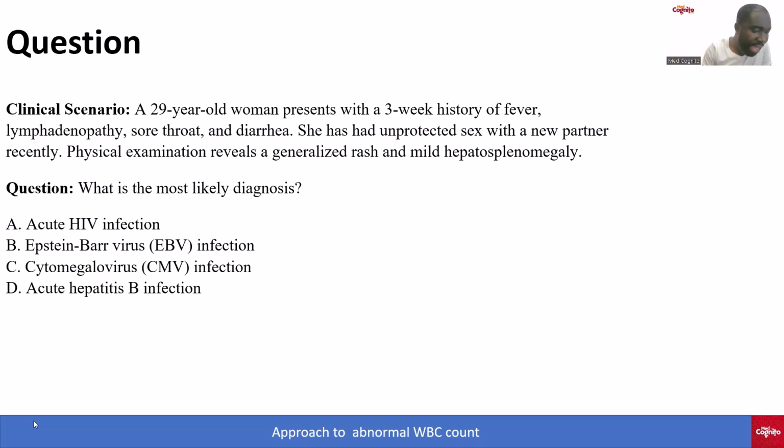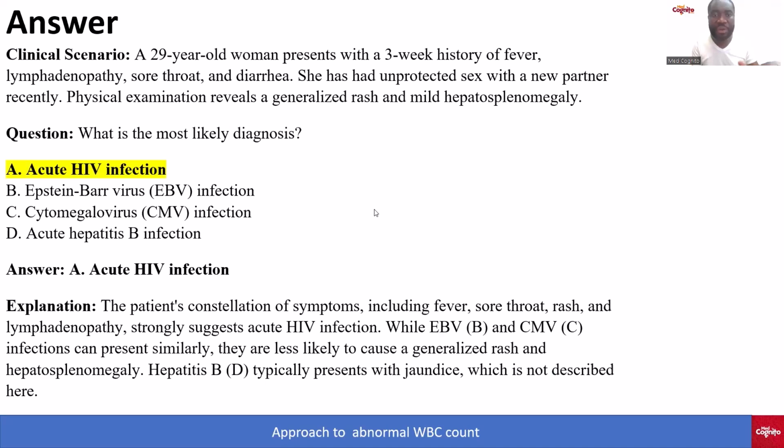Dr. Mana Ekweme says he'll go for A, acute HIV infection. Dr. Freddy also says he'll go for A, acute HIV infection. Dr. Kemi also says she'll go for A. Beautiful. There's a constellation of symptoms. So I'm using this to repeat the concept of acute HIV.